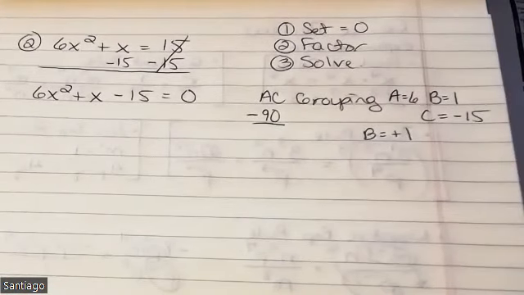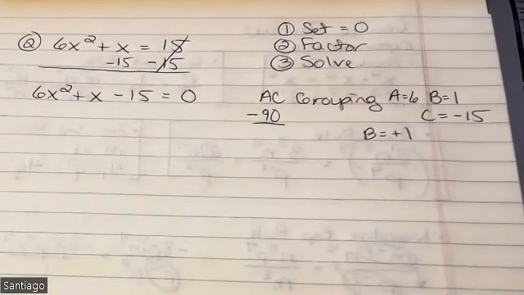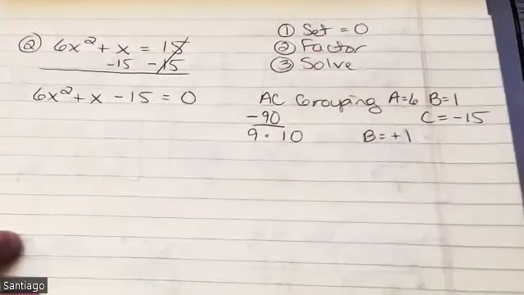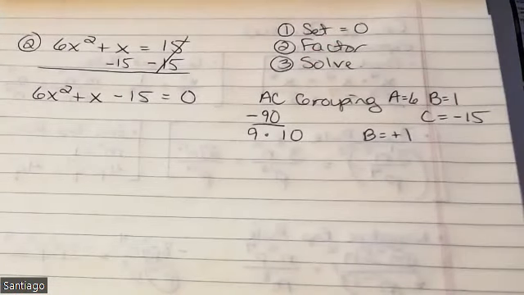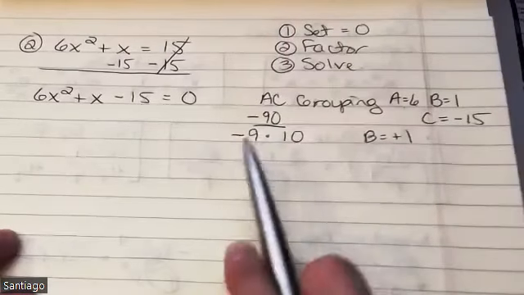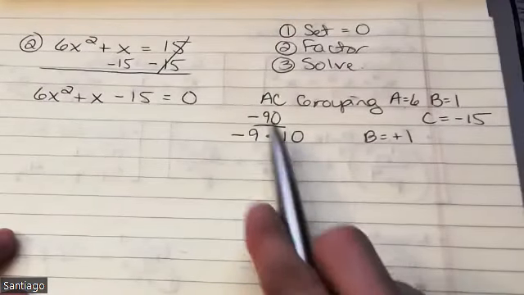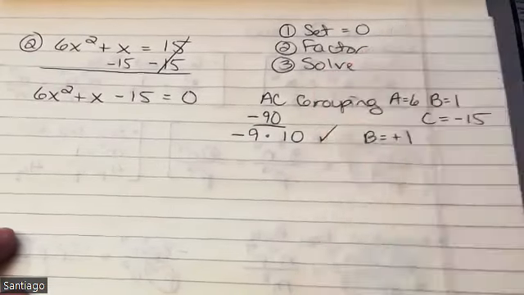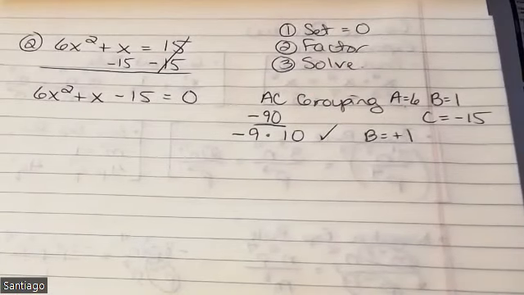That's kind of crazy. Does anyone see those factors right off the top of your head? What times what will give you 90? And then when you combine them, you get a 1. 9 and 10. Yes, a 9 and a 10. Tell me more about those signs. -9. Good. Let's test it out. -9 times 10 is going to give us a -90. Love it. -9 plus 10 is going to give us a +1. We have just found the two factors that are going to work.